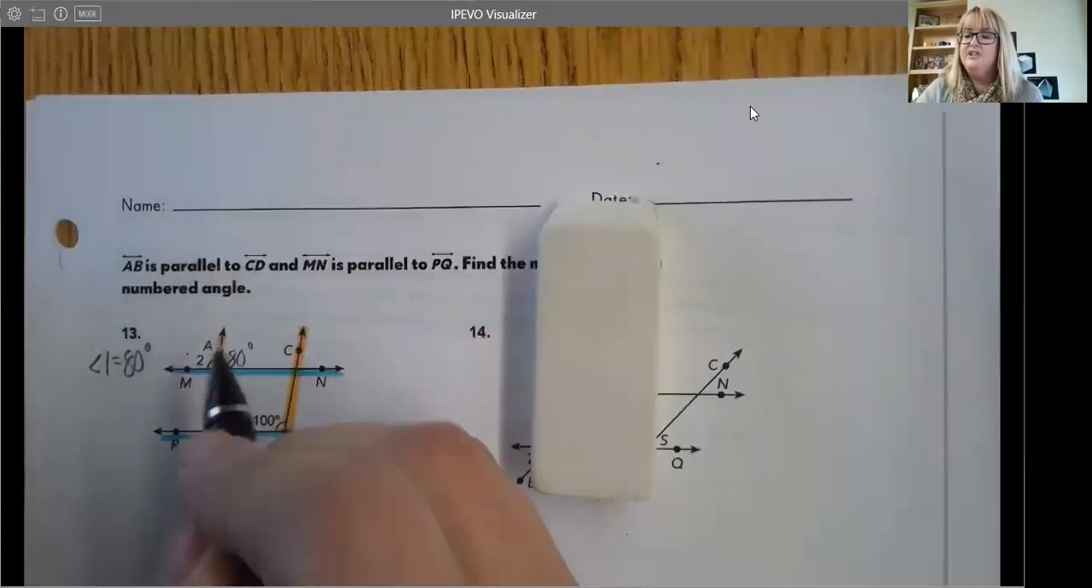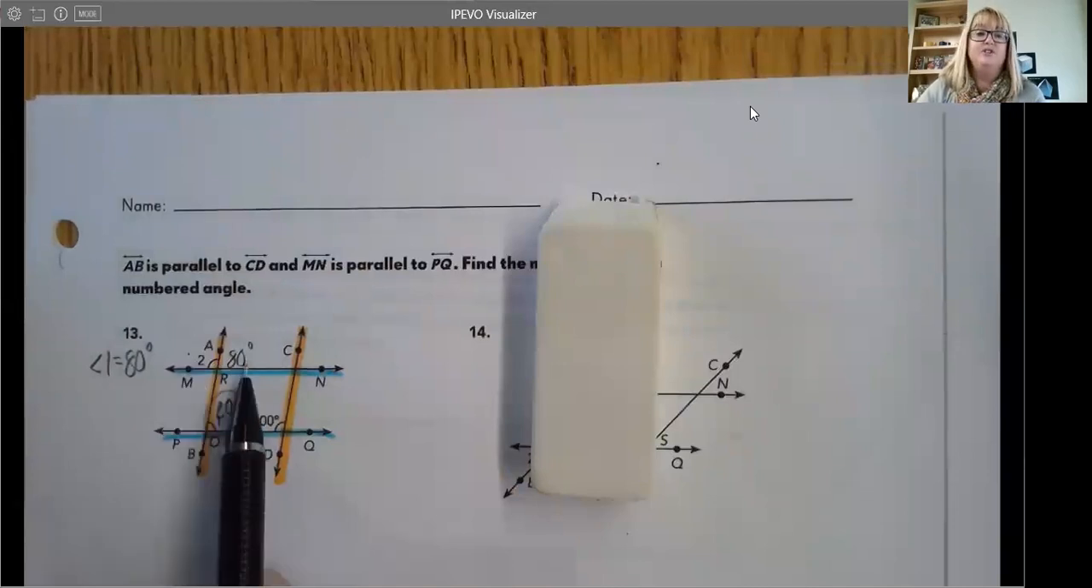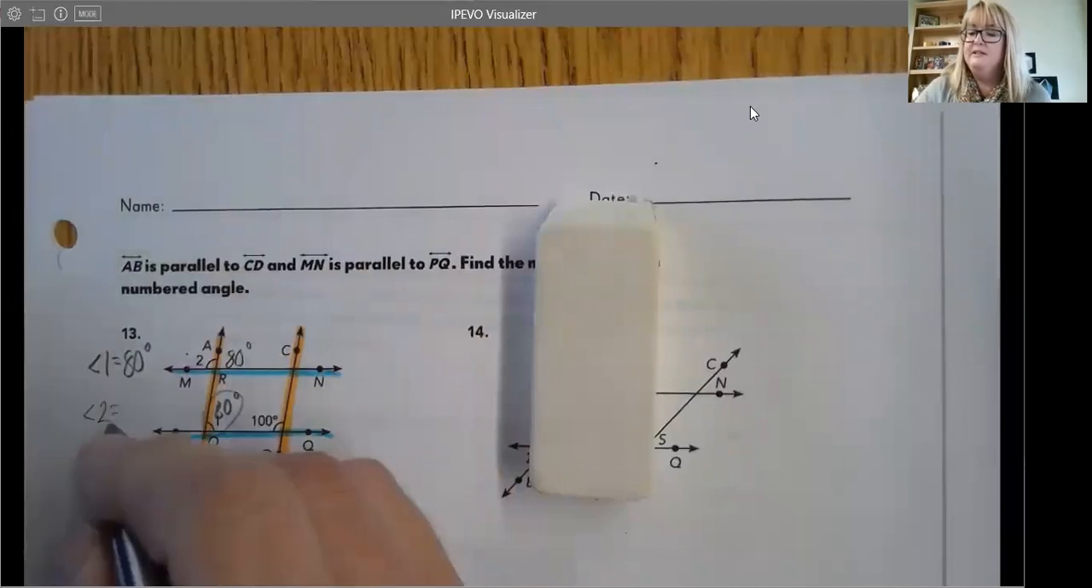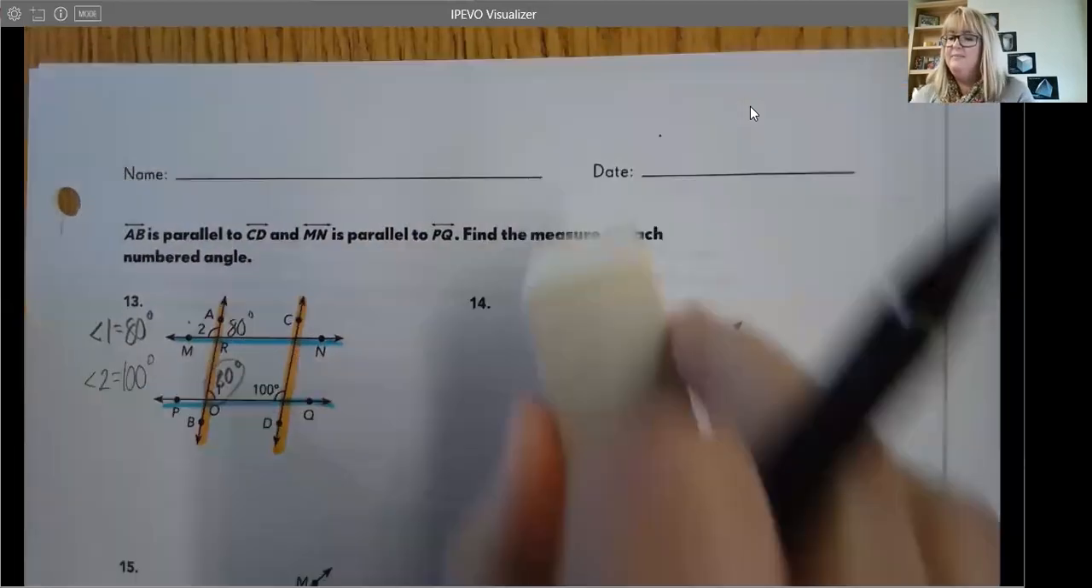Now, do you see the relationship between this one and angle 2? They are supplementary. So angle 2 plus 80 has to equal 180 degrees. So angle 2 is what? 100 degrees. Very good. All right, let's look at 15.